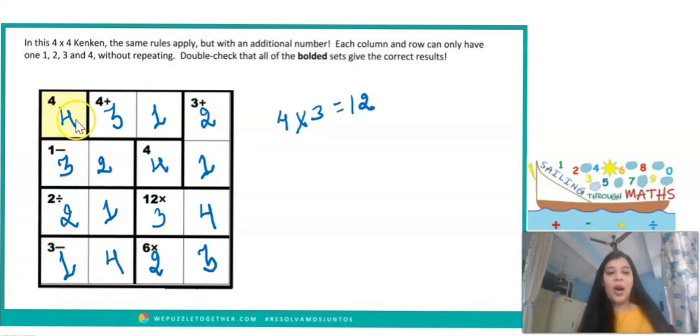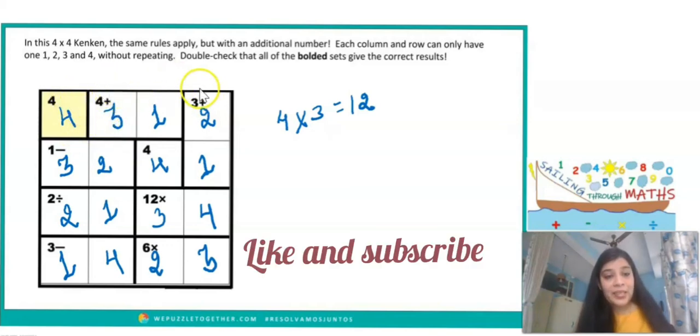So this is how we have obtained all the numbers of this Can-Can puzzle, where no number is repeating itself and all the corner numbers, all these bolded sets, 4 plus, 3 plus, 1 minus, 2 divide, 12 plus, 3 minus, 6 into, 4 and 4 are satisfied. So I hope this puzzle was clear to you.